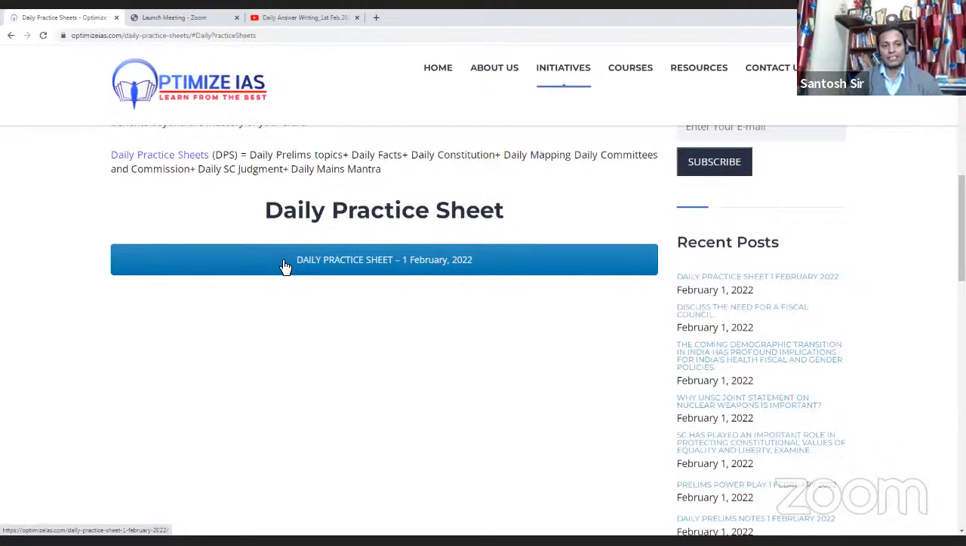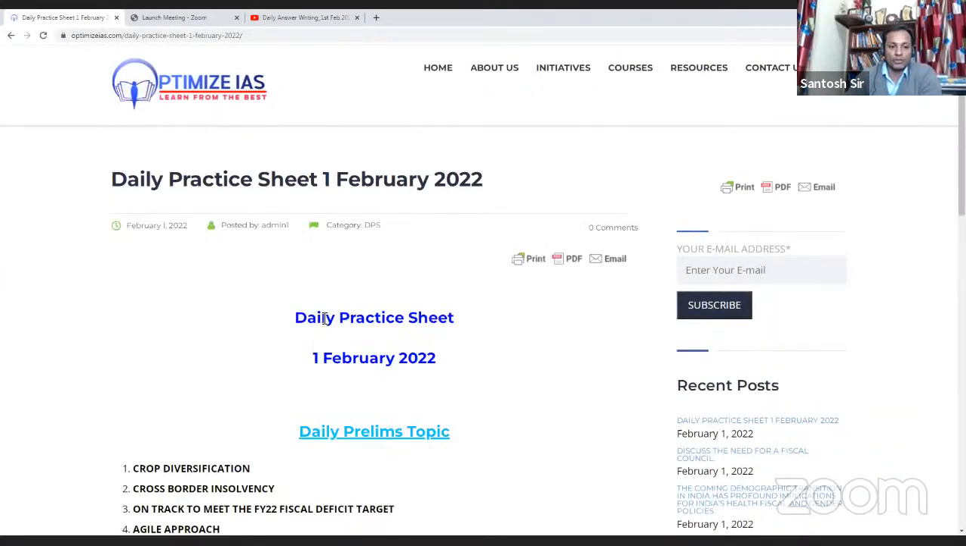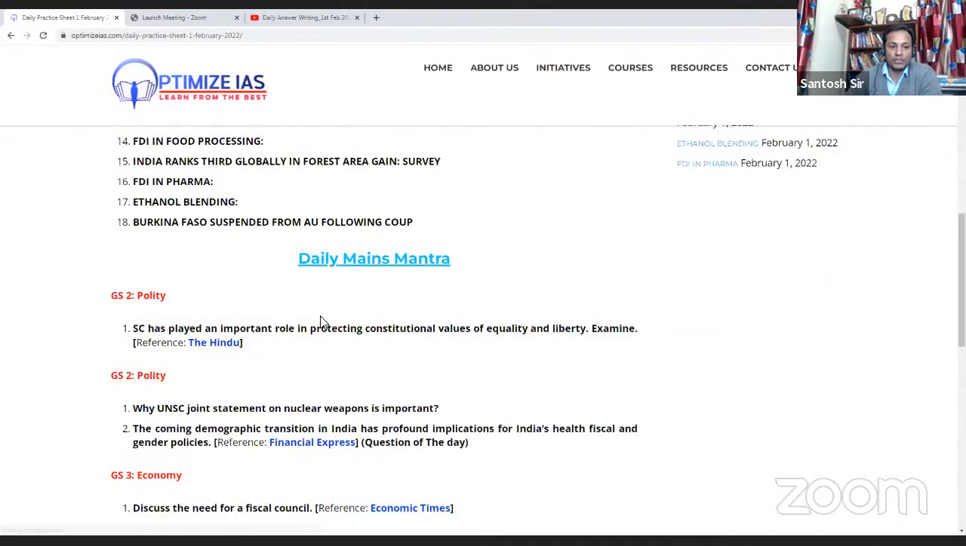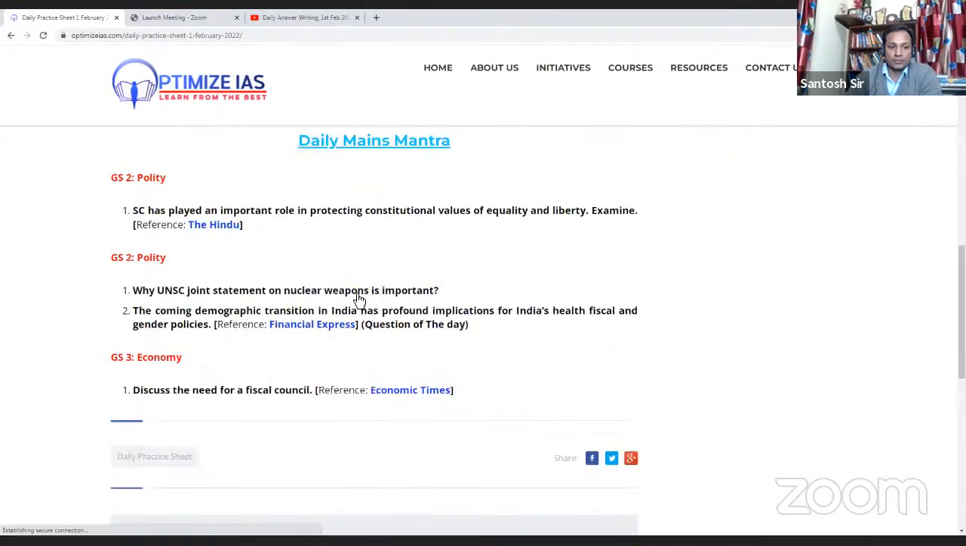So this is the daily practice sheet. From the daily practice sheet, let us pick one question, the question of the day. So this was the question of the day: the coming demographic transition in India has profound implication for India's health, fiscal, and gender policies.